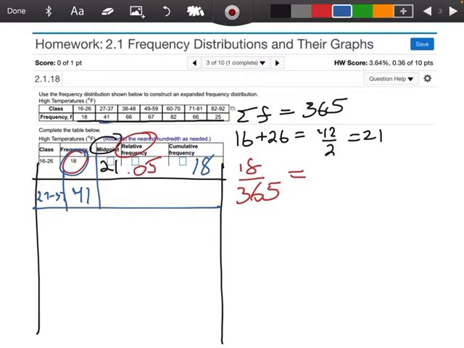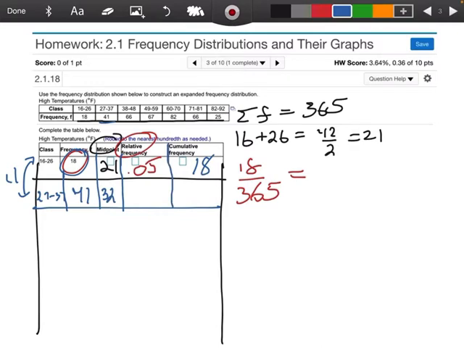Now my midpoint. Remember, when we're finding our class width, we can take the difference between these numbers here. From 16 to 27 is a difference of 11. So I can also add 11 to my midpoint, and if I add 11 to this midpoint here, that's going to give me 32. So there's my midpoint. I can also do it by taking 27 and 37, adding them together and cutting it in half, but just to give you an idea, that's another way to do it.